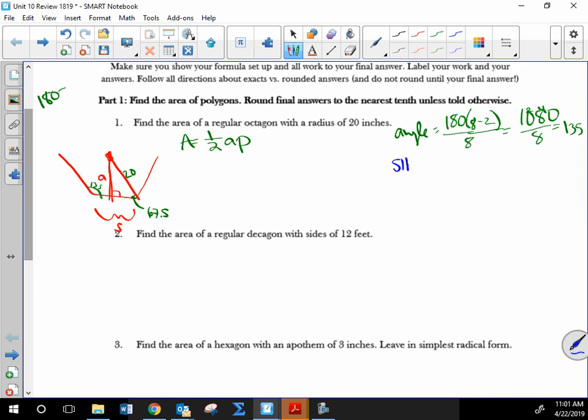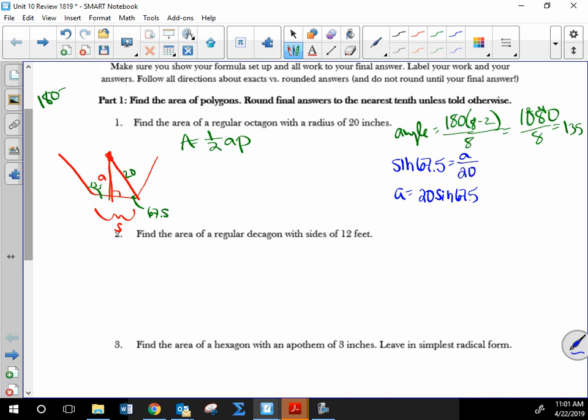All right, so sine of 67.5 equals, what's my opposite? A. My hypotenuse? 20. So then A is 20 times sine of 67.5. Use your calculator. Don't round that answer though until the very end. So I'm going to leave it written like this. Don't round that when you put it into your calculator.